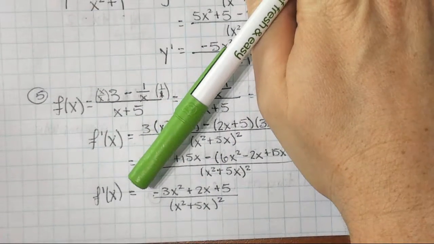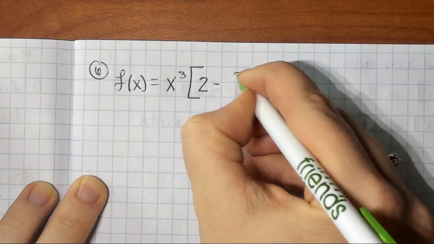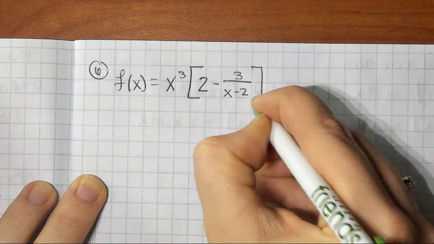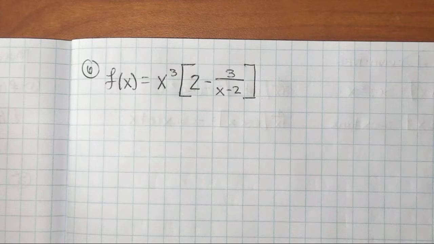Okay, all right, guys, and then I'm actually going to get through example 6, and then I'll leave example 7 for you guys. All right, here's example 6. So, f of x equals x cubed, those are parentheses, I just made them really big, 2 minus 3 all over x minus 2. Brackets can be used as parentheses.